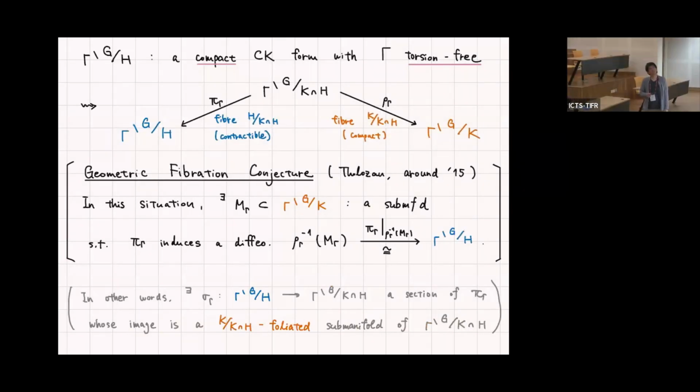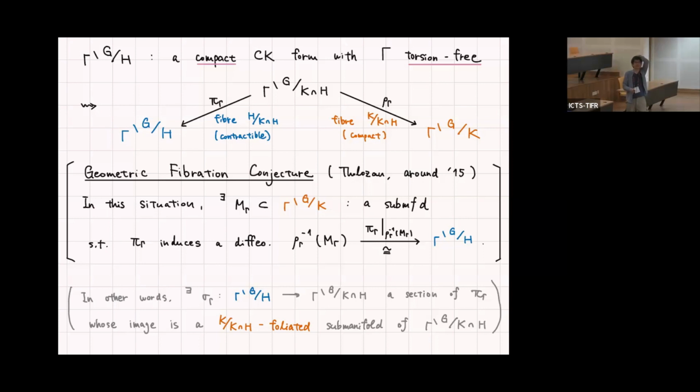Then the geometric fibration conjecture asserts that you can find some submanifold M_Gamma inside here, so that if you consider the inverse image of this submanifold inside here, then this pi_Gamma induces a diffeomorphism between this inverse image and this G/H/Gamma. So in other words, this G/H/Gamma can be nicely embedded inside. You have a nice section in G/(K∩H)/Gamma, so that this is a fibration.